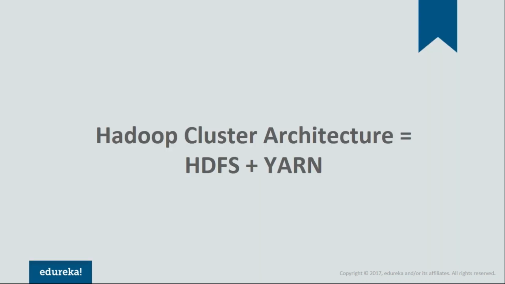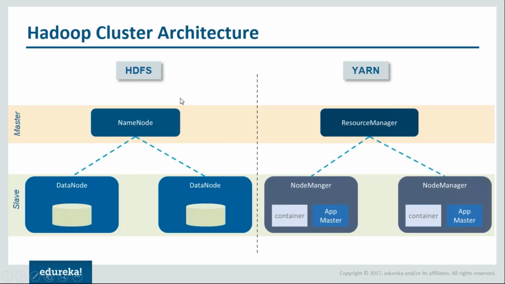Now let us take a look at the entire Hadoop cluster architecture, HDFS with Yarn. So here you can see that both HDFS and Yarn follow a master-slave topology, and the master in HDFS is name node and the master in Yarn is resource manager. The slave daemons in HDFS are the data nodes. This is where all your data is stored. And in Yarn, it is node manager. This is where your data is processed in a container, and the app master takes care of all the resources that are necessary in order to execute your program.